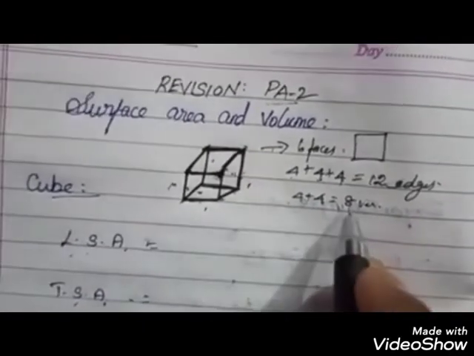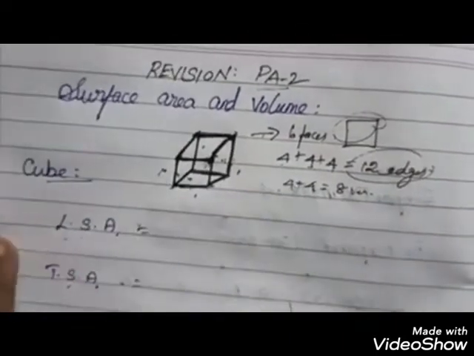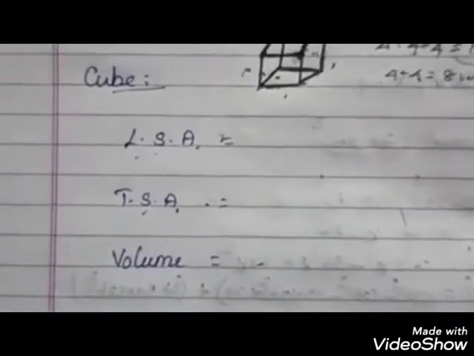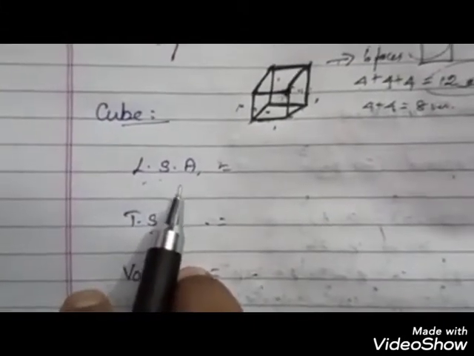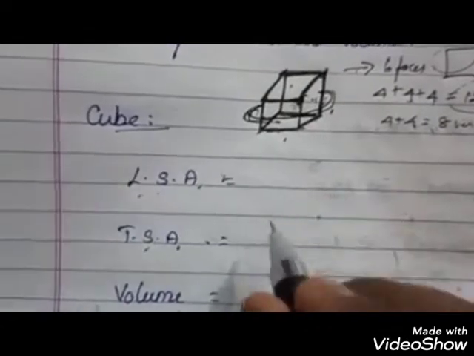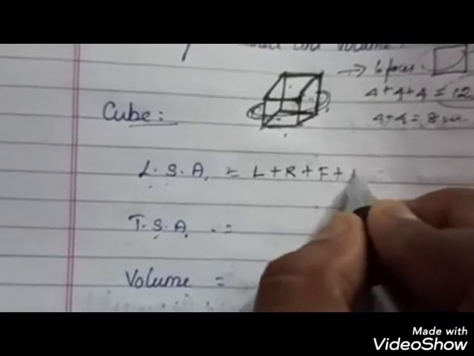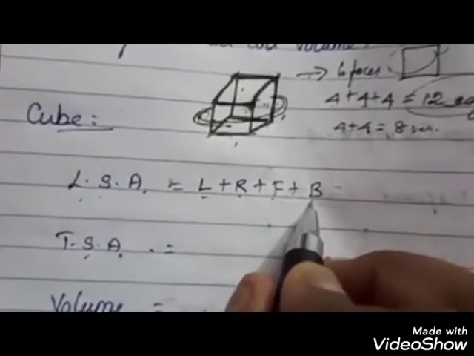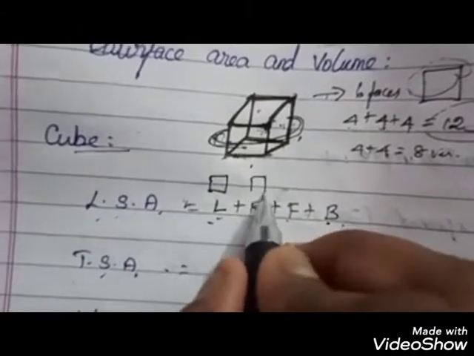Here we have to take faces and edges to calculate the area or the perimeter of the cube. First we go with lateral surface. What is meant by lateral surface? In the lateral surface we take only the surrounding portion. The surrounding portions should be left plus right plus front plus back. These 4 faces are all squares.